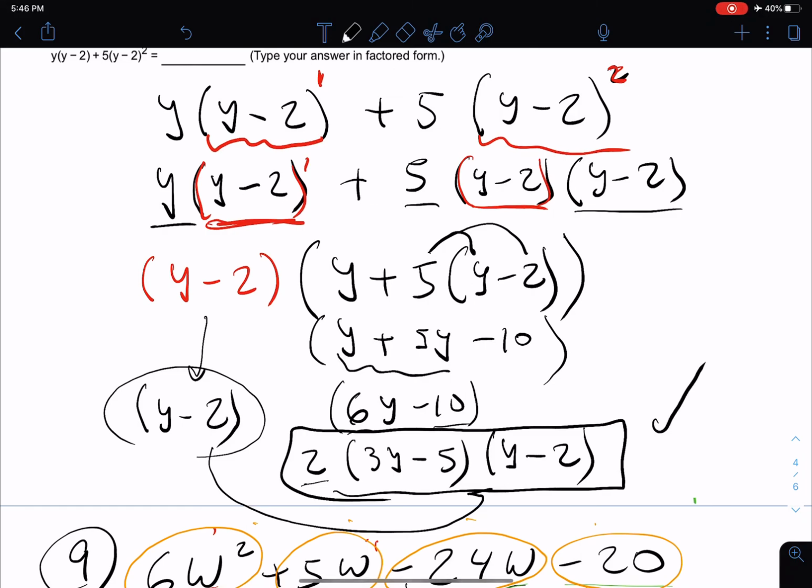Okay, I hope that helped out. We covered a lot there: factoring the greatest common factor, figuring out what a greatest common factor is, factoring it out, and factoring by grouping.